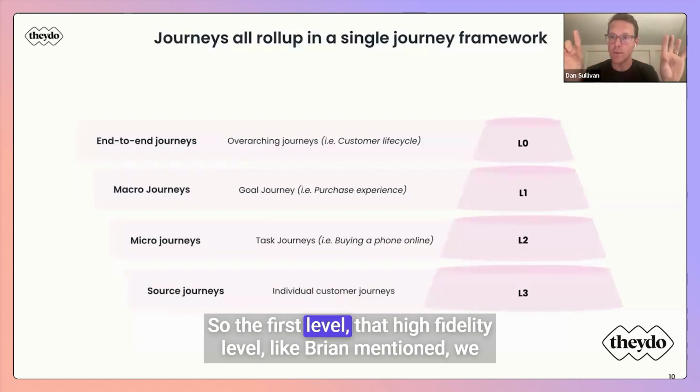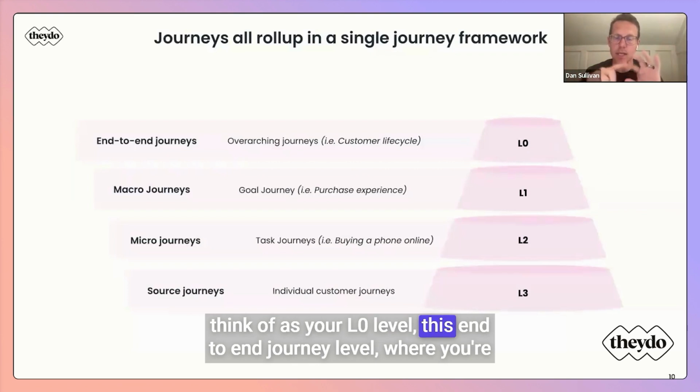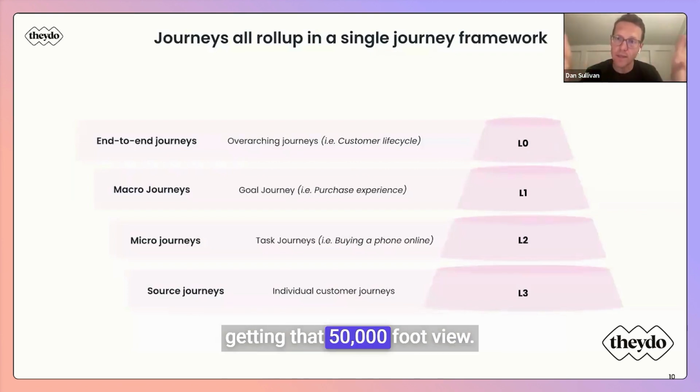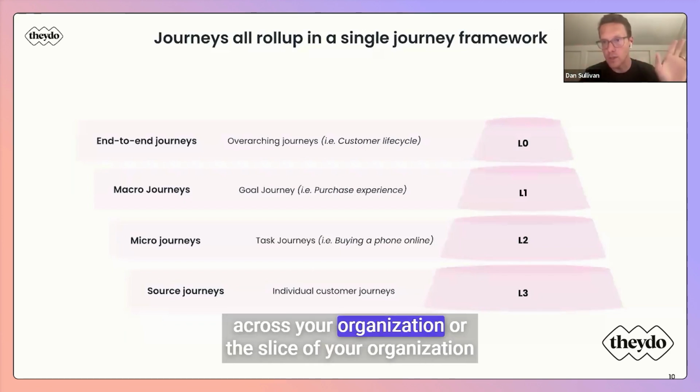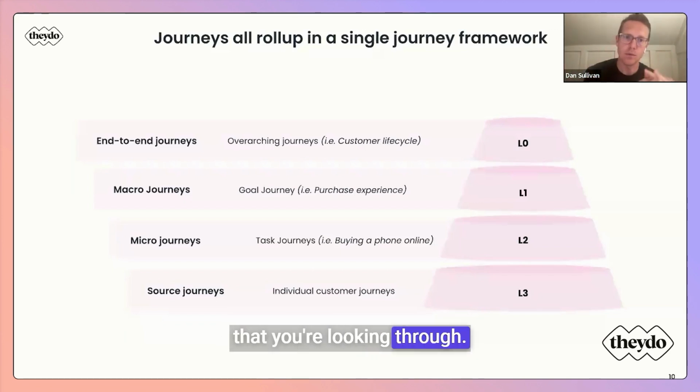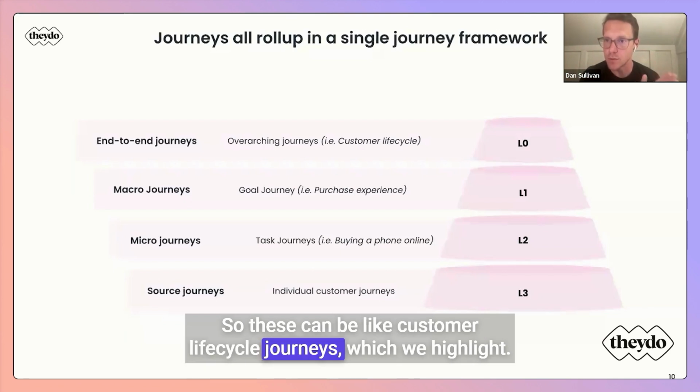So the first level, that high fidelity level, like Brian mentioned, we think of as your L0 level, this end-to-end journey level where you're getting that 50,000 foot view. It gives a nice snapshot of everything that's going on across your organization, or the slice of your organization that you're looking through. So these can be customer lifecycle journeys, which we'll highlight.